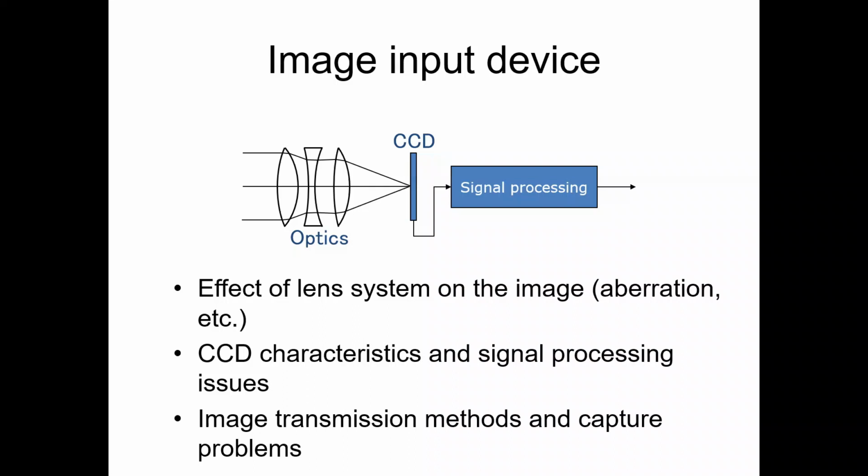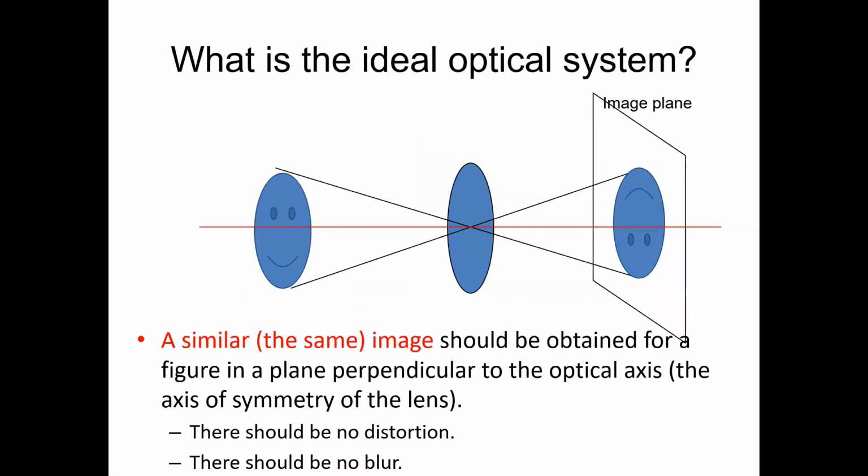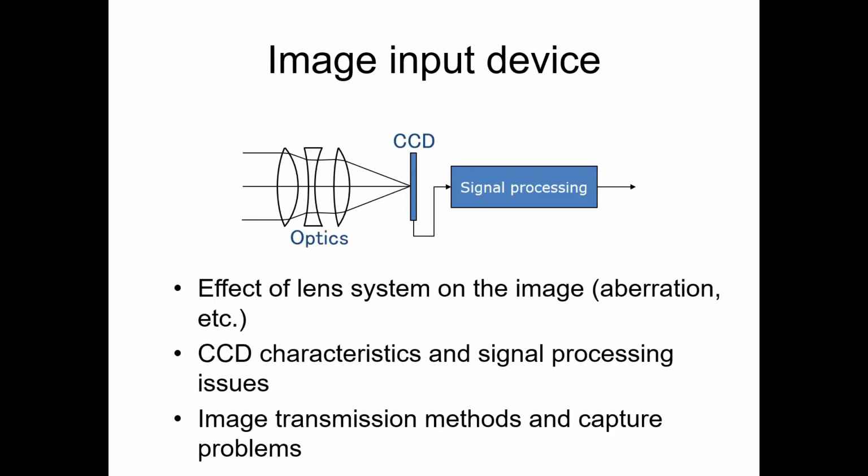The important thing is, next time I will explain in more detail the geometric aspect of the lens, and also the features of the CCD or CMOS or other imagers, and after that the signal processing will be explained. So maybe you may understand the roles of the lens, the imager, and the signal processing.